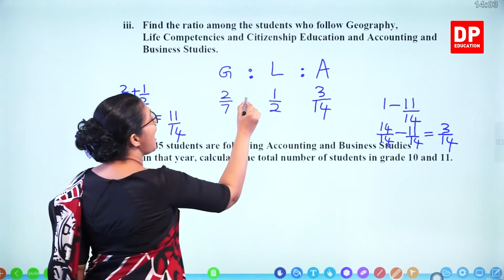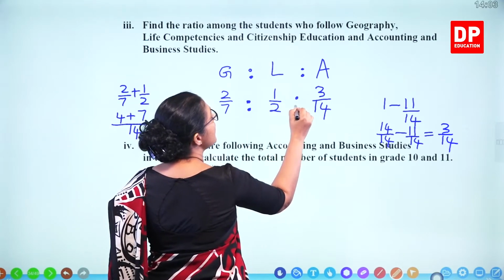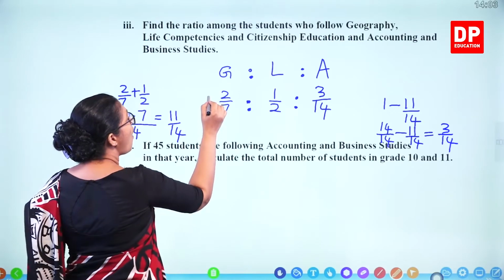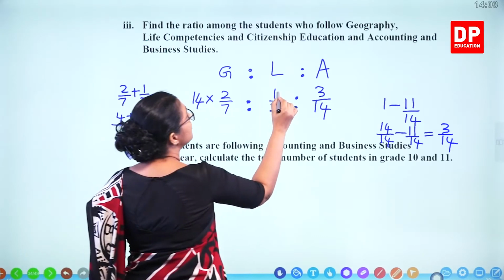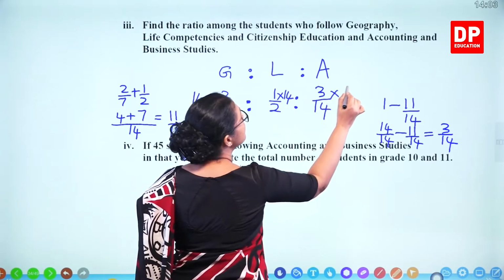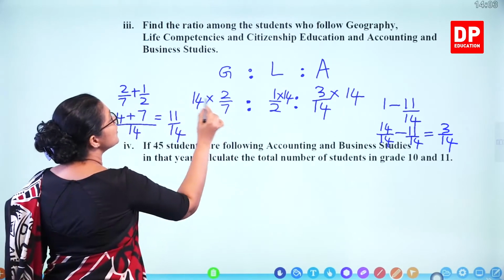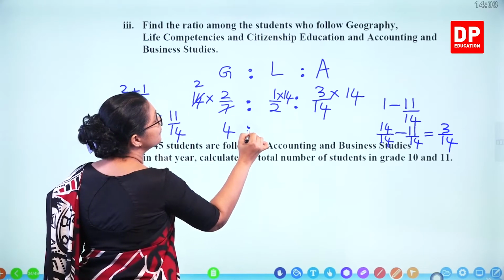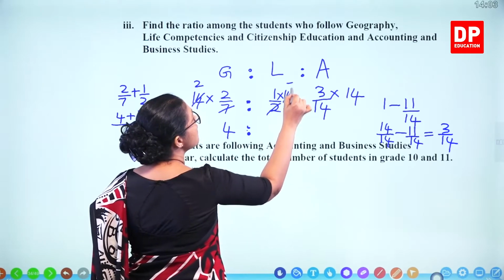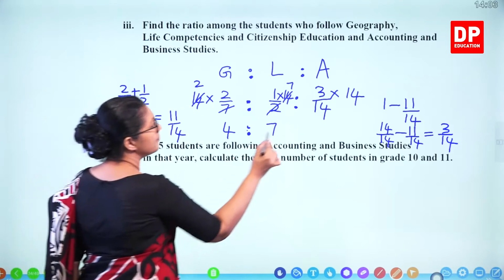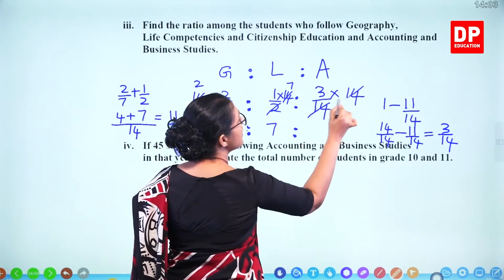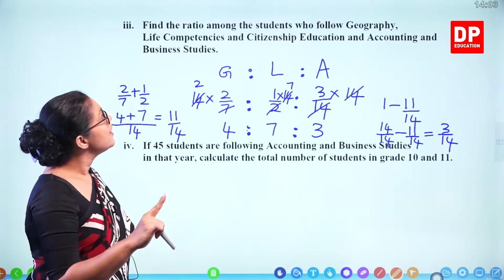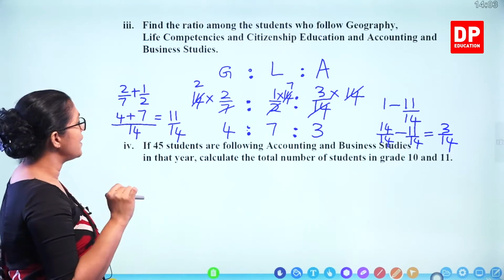Now we can find the ratio. The denominator is 14, the lowest common multiple. So multiply all these terms by 14. 7 times 2, so 2 times 2, 4. Then 2 times 7, 7 times 1, 7. And 14 gets cancelled out, you get 3. So what's the ratio among the 3 types? 4 to 7 to 3.